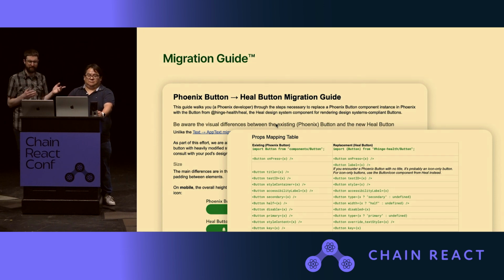Sometimes there were button props that changed the function or the style of the button so much that it didn't really become a button anymore. And we didn't want to have those capabilities in the Heel button at all. So in those cases, the migration guide would call out, if you see no label on this button, that means migrate it to the Heel icon button instead, a completely different component.